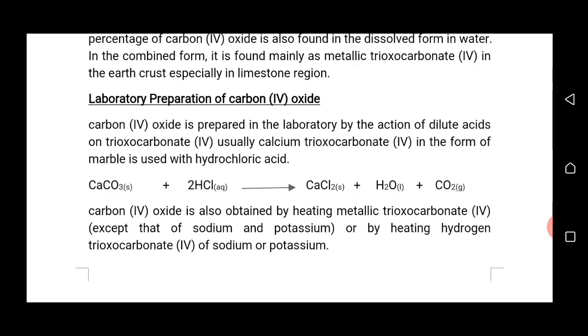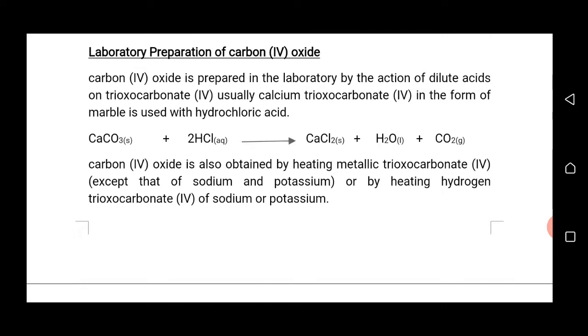Carbon 4 oxide also occurs in the combined form. It is found mainly as metallic trioxocarbonate 4, especially calcium trioxocarbonate 4, in the earth crust, especially in limestone regions.